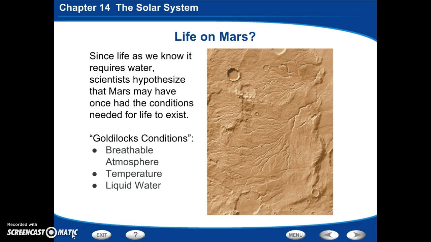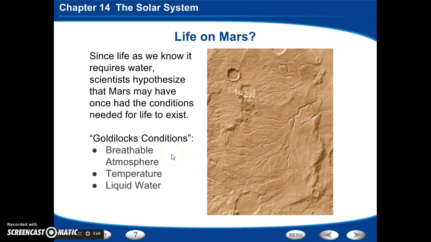So is there life beyond Earth? Mars is the primary place that we're looking. We also look at one of the moons of Jupiter as a possible situation where life may exist as we know it. Because life requires liquid water, many scientists hypothesize that Mars may have once had these conditions, and we think there might be water underneath the surface, so we might have the best situation to try to sustain life as we know it.